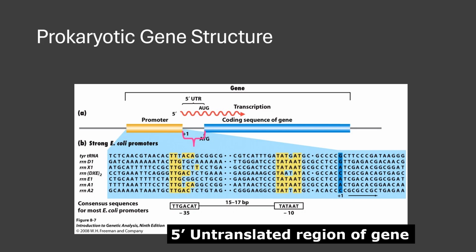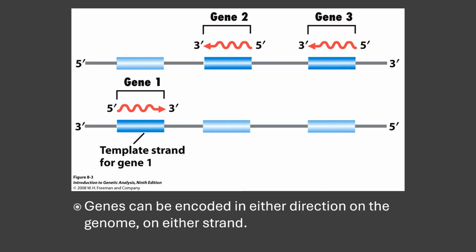This gap here that's indicated in pink, this is the 5' untranslated region of a gene. And again, the messenger RNA contains that sequence with U's instead of T's, but that doesn't end up being translated at the ribosome. You don't start translation until that start codon is encountered.